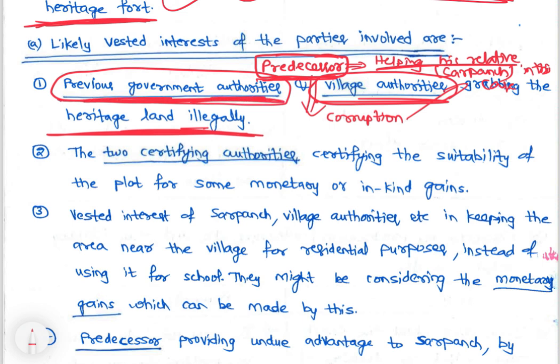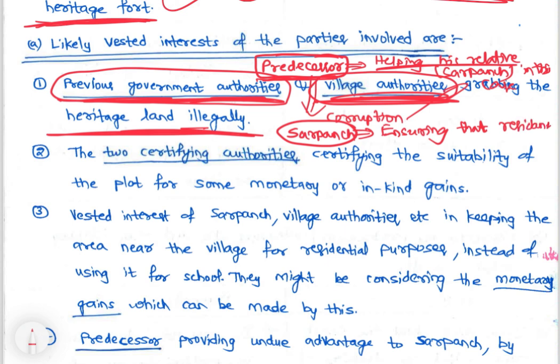Then previous other government authorities and village authorities. Village authorities include the sarpanch, and the sarpanch's possible vested interest is ensuring that the school residence complex is within the village, and the school is in the fort, because it's near the fort area, right?